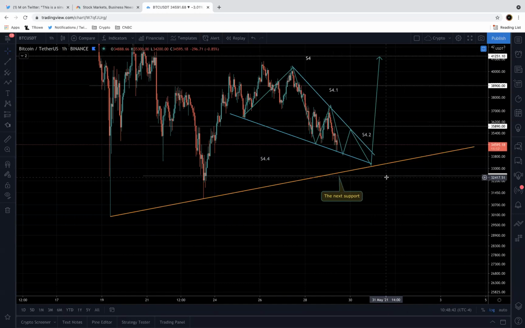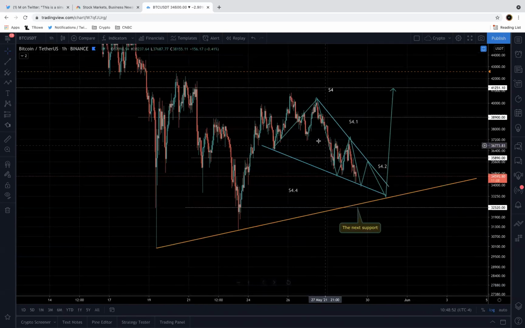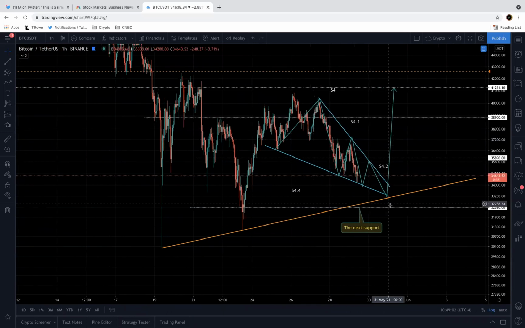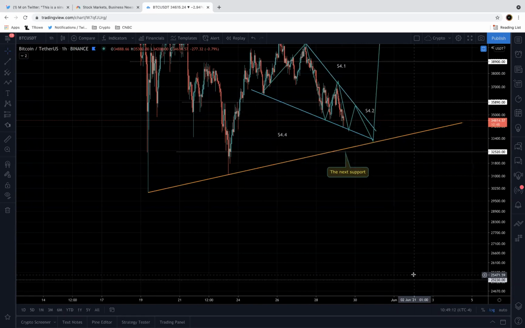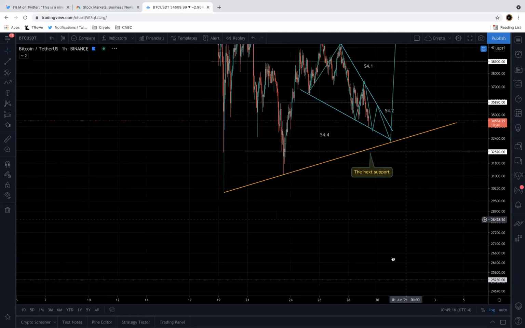S4 is there, but now I think this is the more important level. The scenario that I see here is that the price is traversing within this wedge, and it should be able to provide a bounce from here. But if this pattern fails, then we have this lower level, 25k.